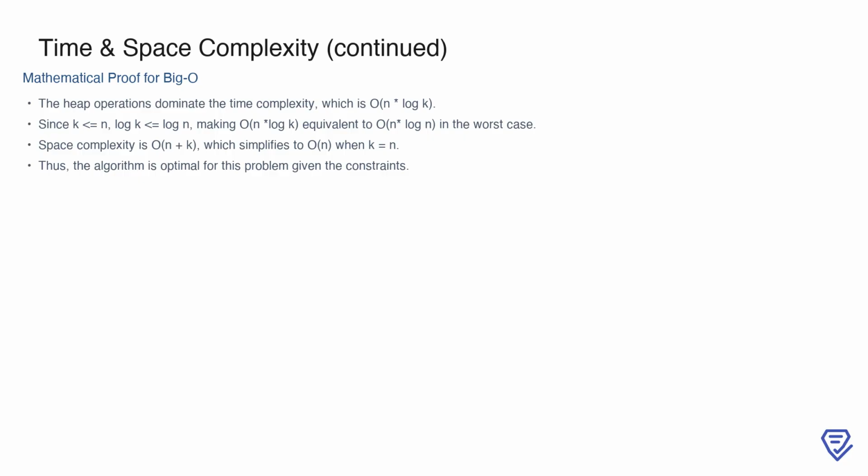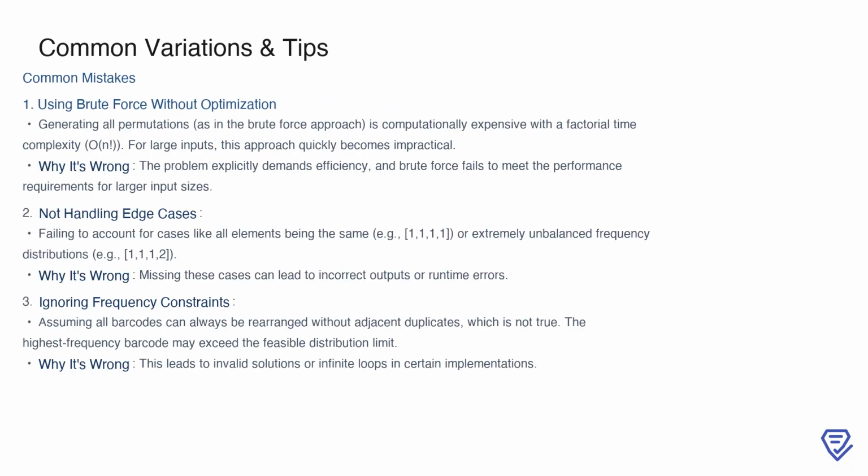With these bounds, we can confidently say that the algorithm is optimal for this problem given the constraints. It efficiently balances time and space complexity while ensuring correctness. When solving distant barcodes, there are some common mistakes to watch out for.